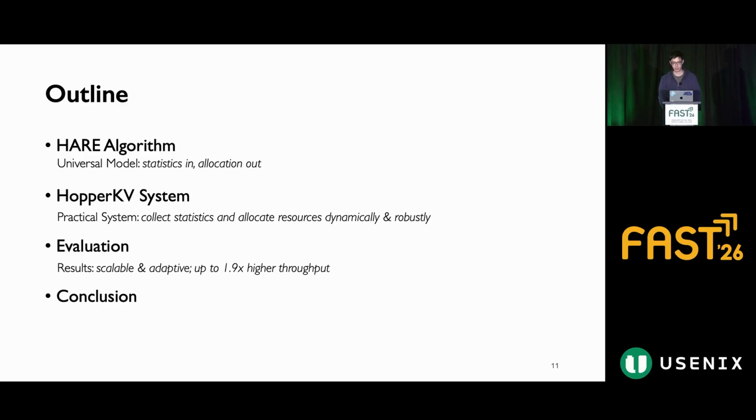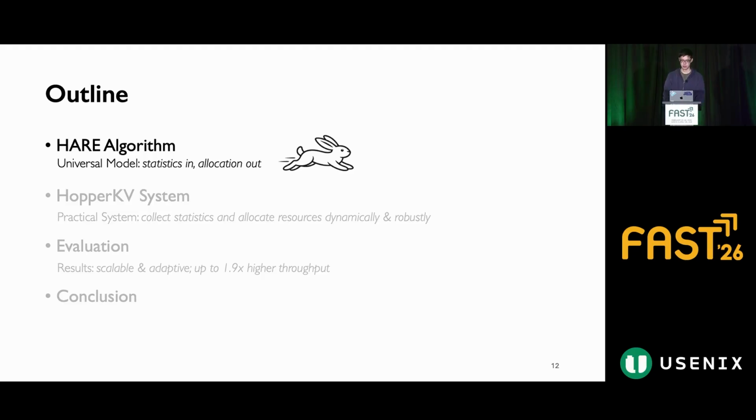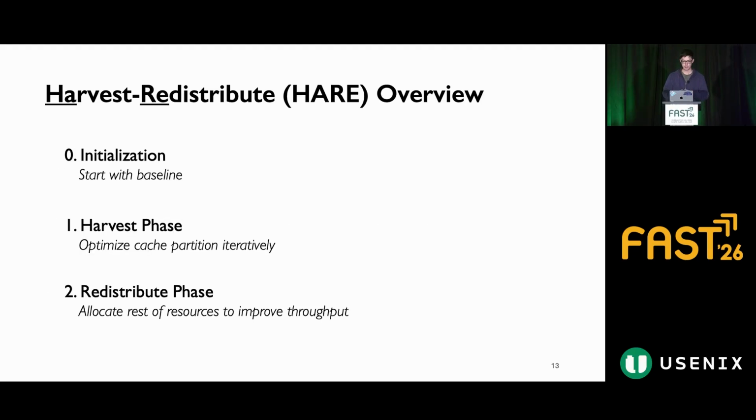So I will first go over how HARE, the algorithm, works, and then explain how we modify a practical system to utilize HARE, followed by the evaluation and conclusion. So let's first see how HARE works. At a high level, HARE consists of two phases. The first phase is called harvest, where you iteratively optimize the cache partition. And then the second phase is a redistribute phase. It will allocate the rest of the resources to improve every tenant's throughput. Now let's dive into the algorithm.